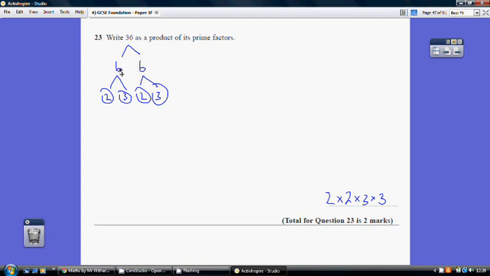So is either of the 6s prime? No, they aren't, so we can carry on breaking them down. 6 breaks down to 2 times 3, as it does a second time, 2 times 3. Now 2 and 3 are both prime numbers, so this is as far as we can go. So pop circles around them to indicate that you're at the end of the process.